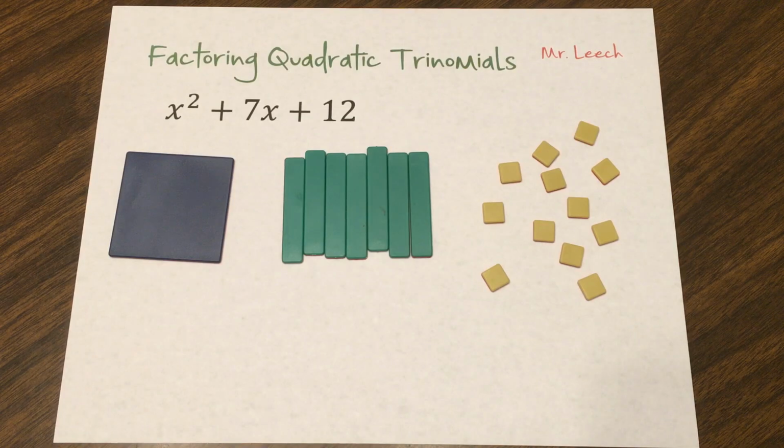Our first example is x squared plus 7x plus 12. If you watched the multiplying binomials video, this trinomial should feel pretty familiar. It was the answer to one of our questions. In this video, we are going to see how we can go backwards from x squared plus 7x plus 12 to the two binomials that when you multiply together, you get this trinomial.